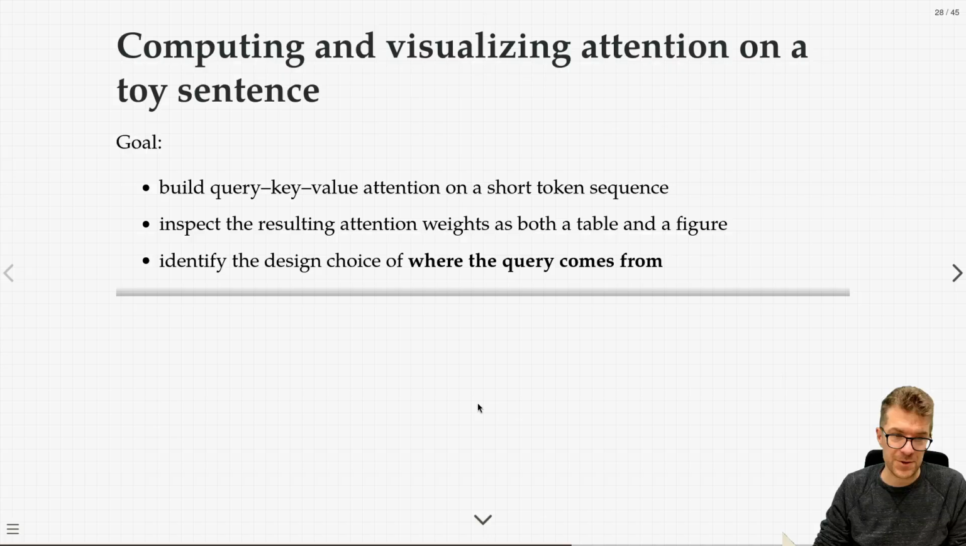Let's see some examples. We're going to go back to the very basics, the very small level, and build a simple query-key-value attention for a very short token sequence. We saw an example of this earlier anyway. This will allow us to inspect attention weights in a table and a figure, so you can visualize things. And we're going to hopefully see the design choice for where the query comes from.